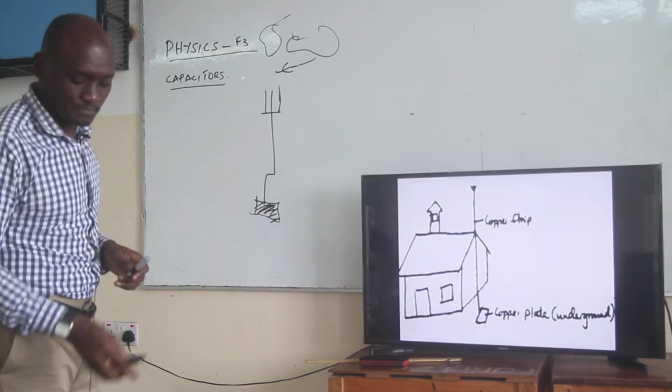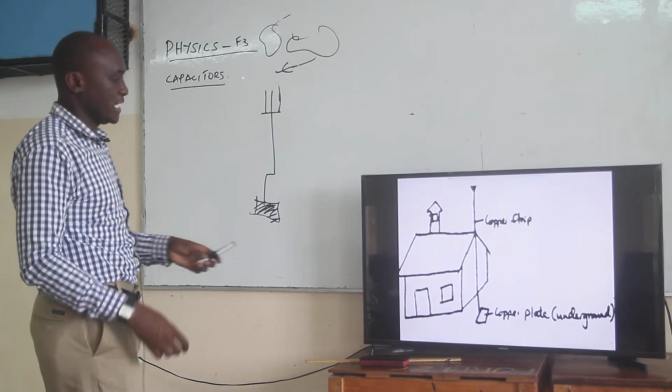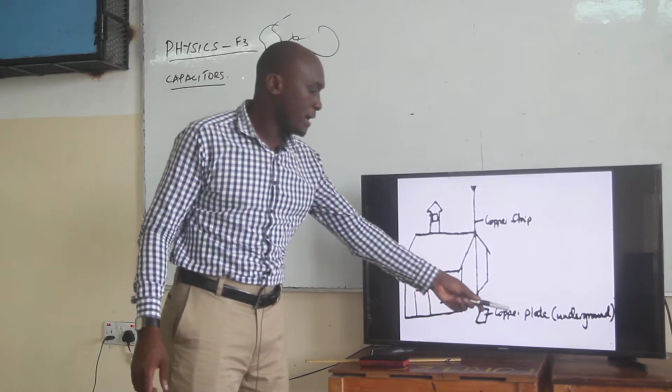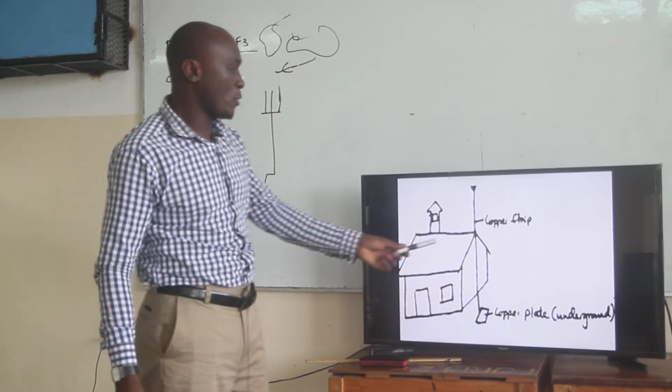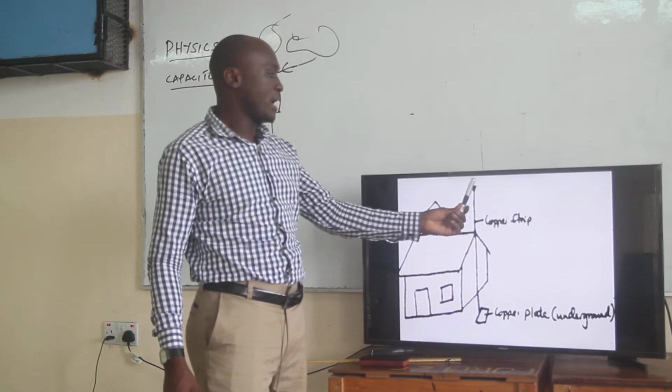Now you can see from here, this is just what I was explaining. You can see that these are buildings, and this is the copper plate underground. Then of course you have the copper strip. This is where we have the sharp points.